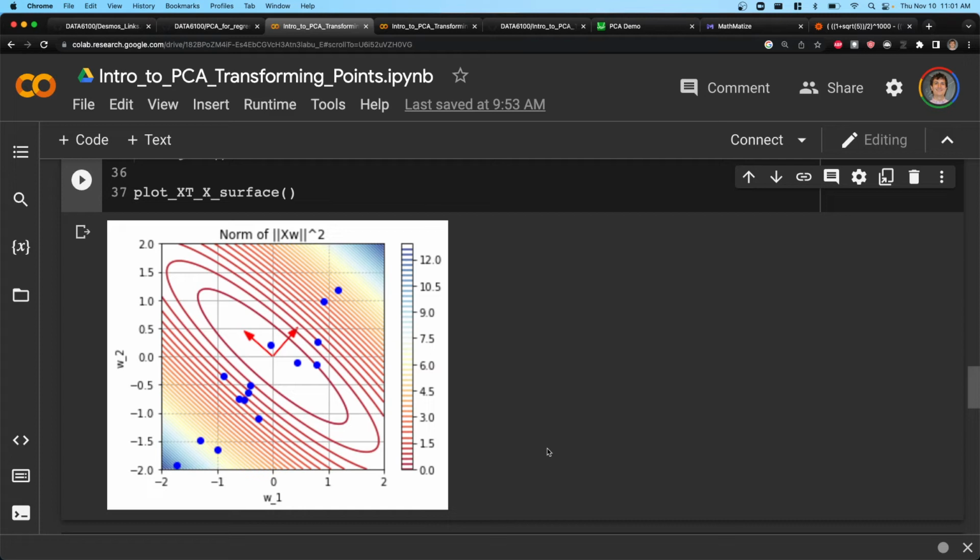Any questions or comments about this? I will say it's the tricky thing. It's the same problem as the mean squared error. Before we had X beta, now we have XL, or XW. But it's the same linear algebra as before.